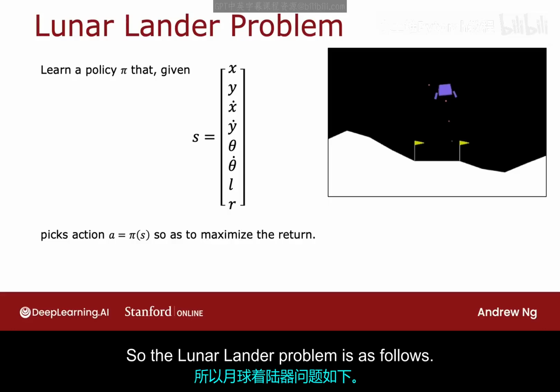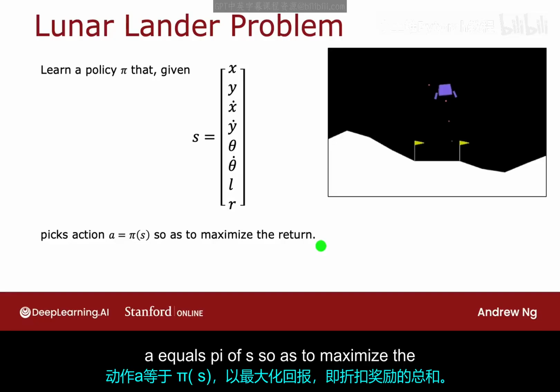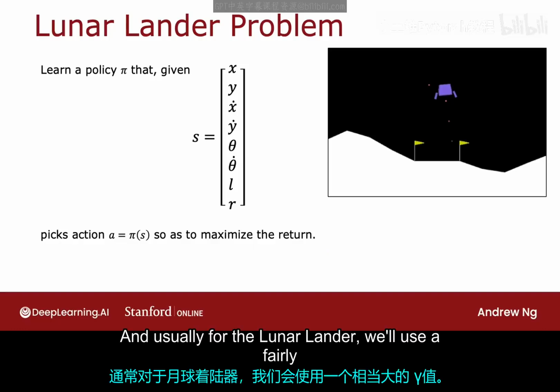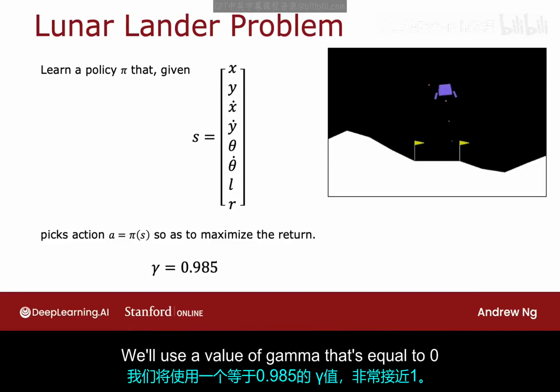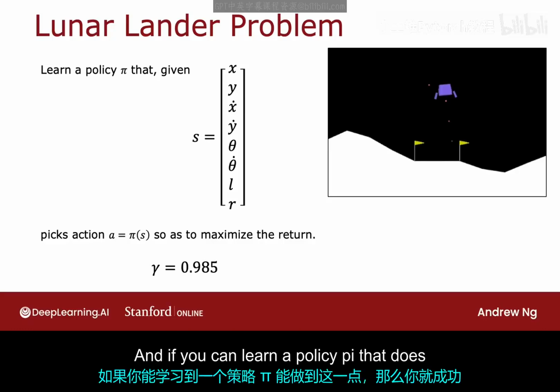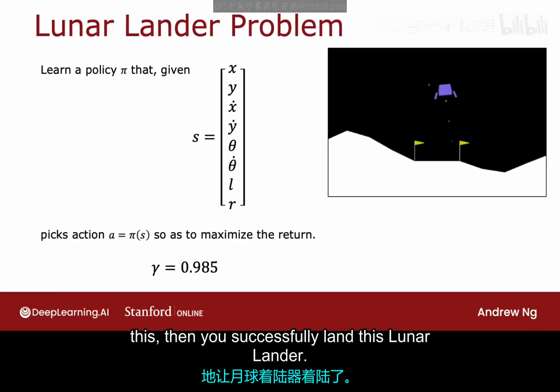So the lunar lander problem is as follows. Our goal is to learn a policy pi that, when given a state s, picks an action a equals pi of s so as to maximize the return, the sum of discounted rewards. And usually for the lunar lander, we'll use a fairly large value for gamma. We'll use a value of gamma equal to 0.985, so pretty close to 1. And if you can learn a policy pi that does this, then you successfully land this lunar lander.